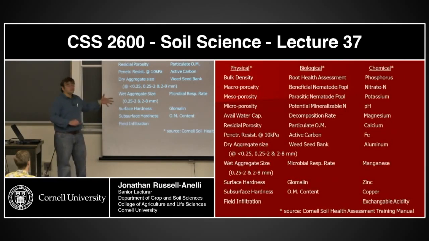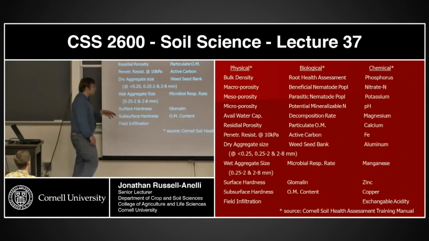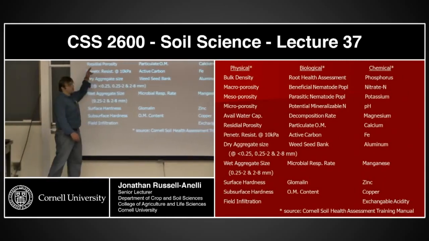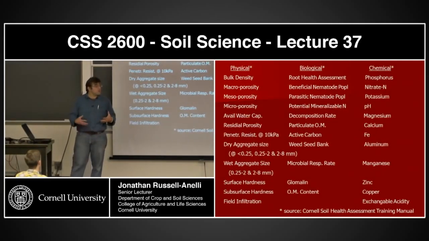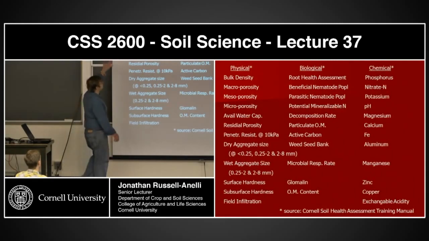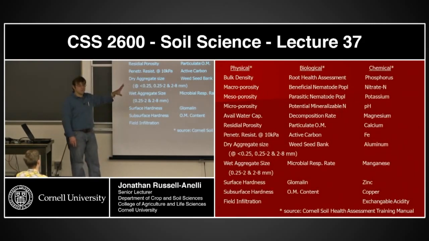Now, I pulled these indicators from the Cornell Soil Health Initiative. This is the Cornell Soil Health Assessment Training Manual. These are basically all different types of characteristics that we measure to give us an idea about a soil's health. This is not necessarily its soil quality, but its soil health. There's a whole bunch of different physical ones, biological ones, and chemical ones. We're not going to go through all of these, but we are going to go through some of them.